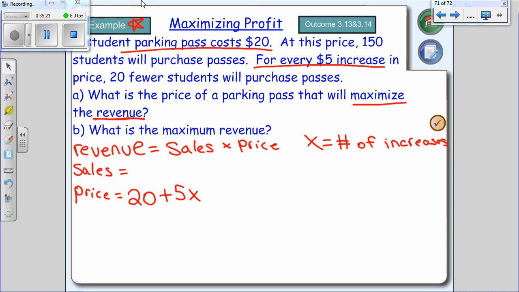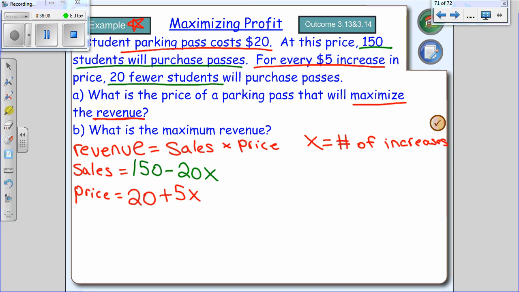The sales. How do you calculate sales in this question? I have 150 sales, right? 150 students will purchase the passes. But that's at the old price of $20. So I have 150 people, but every time I increase the price, what happens to the sales? 20 fewer students will purchase them, so minus 20x. I don't know how many times that's going to happen. It could be one time if I do one price increase. It could be 10 times if I do 10 price increases. So those are your sales and your price formulas.